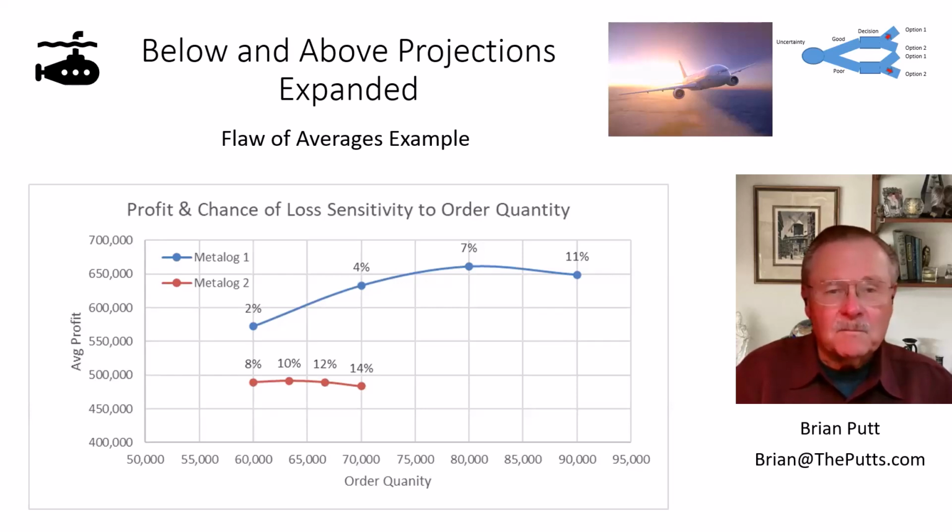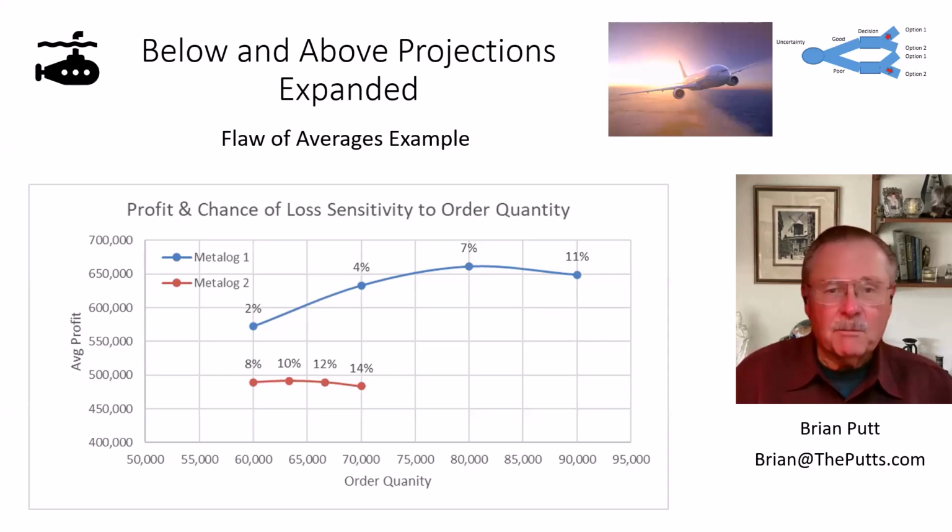This is Brian Hunt. Today, I'd like to talk to you about making projections. There's an example that Dr. Sam Savage from Stanford University uses about below and above projections. It's a relatively simple model, and what I've done is wanted to expand it to show what more could be done with that. We're also going to bring in Metalogs, and then we're going to optimize the order quantity.